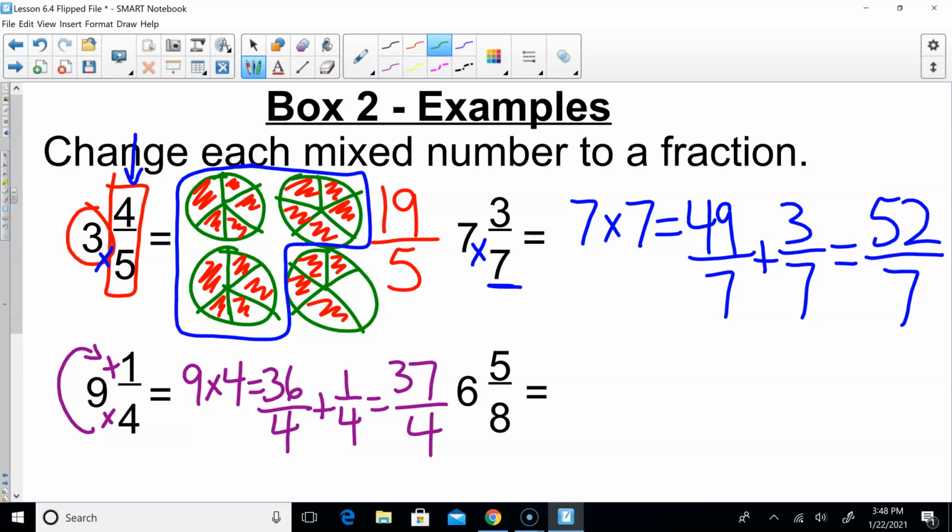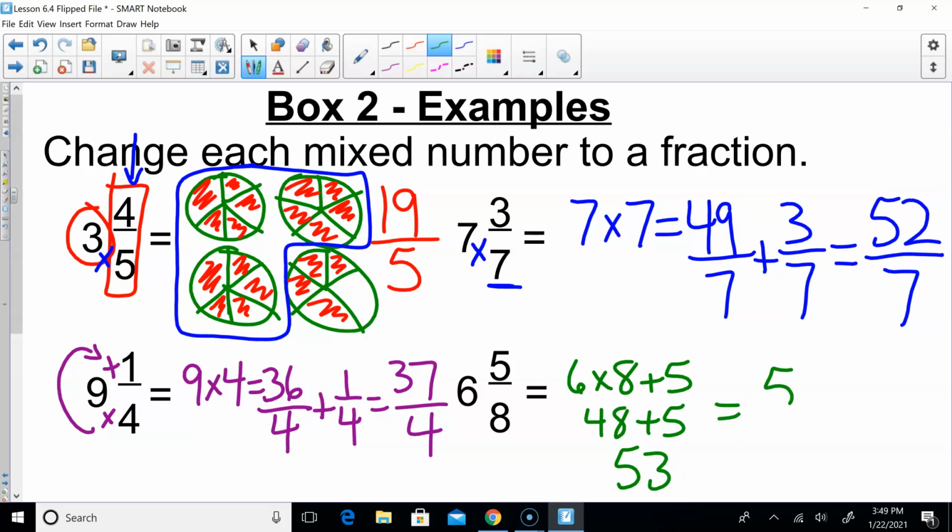And last but not least, 6 and 5 eighths. Well, we're going to take 6 times 8, which is 48, plus the 5. So we have 6 times 8 plus 5. If we follow order of operations, we do this part first. So we have 48 plus 5, which will give us 53. So we have equals 53 eighths.